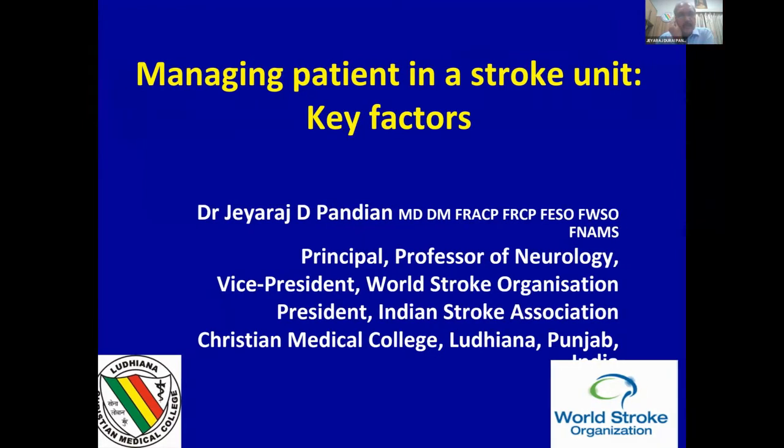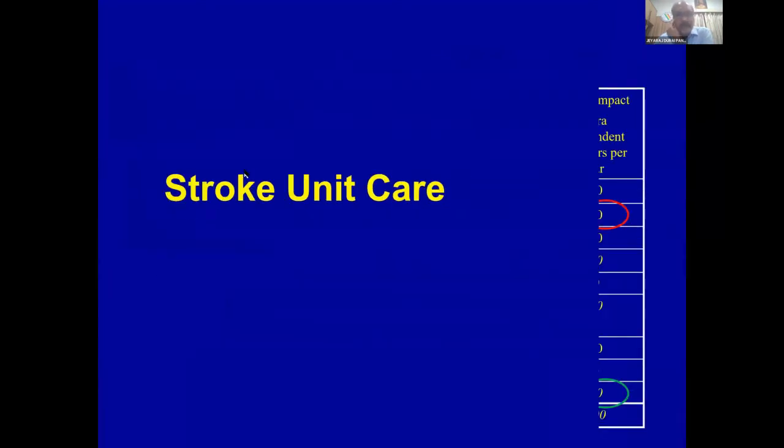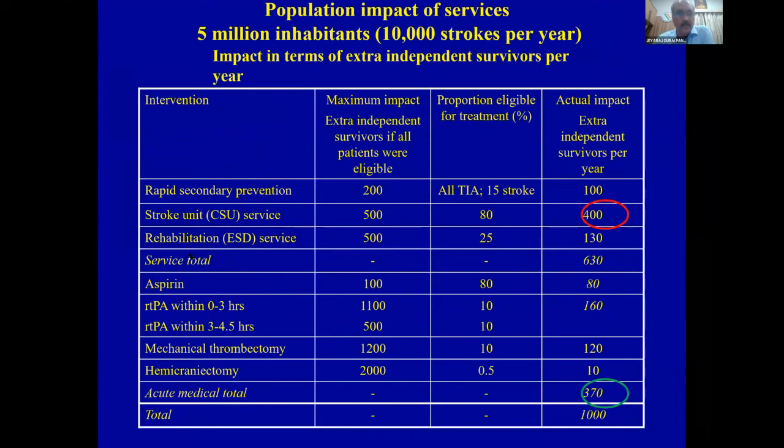If you look at the evidence-based interventions given in the left-hand side of the table, the first row, you can see the number of evidence-based interventions in acute stroke. And if you extrapolate these interventions to a population of about 5 million inhabitants and 10,000 strokes a year, the impact in terms of extra independent survivors per year for each of these interventions is given in the table. I would like you to focus only on the last one.